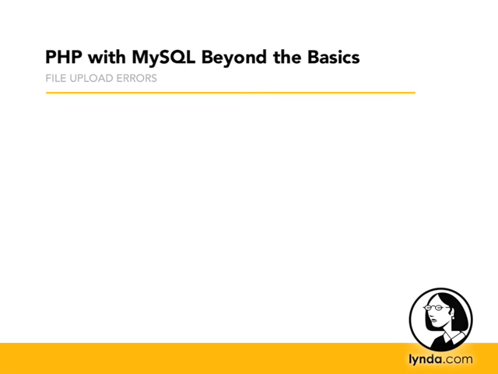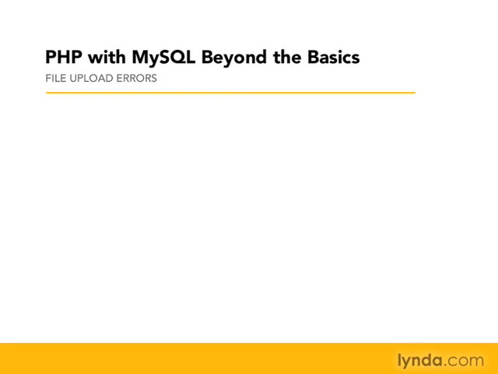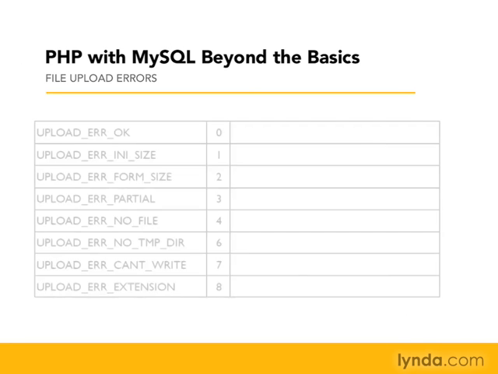Now, in the last movie, we saw that one of the values inside the file's superglobal array is the error code that gets returned. In this movie, I want to take a closer look at the possible error codes you could get back and talk about how to handle them effectively. First, let's look at the list.